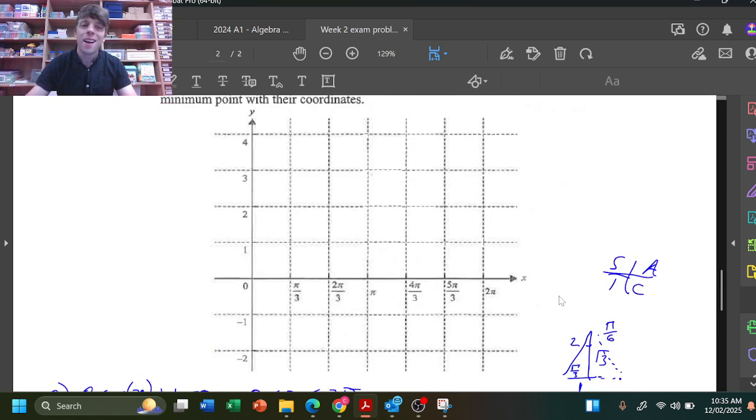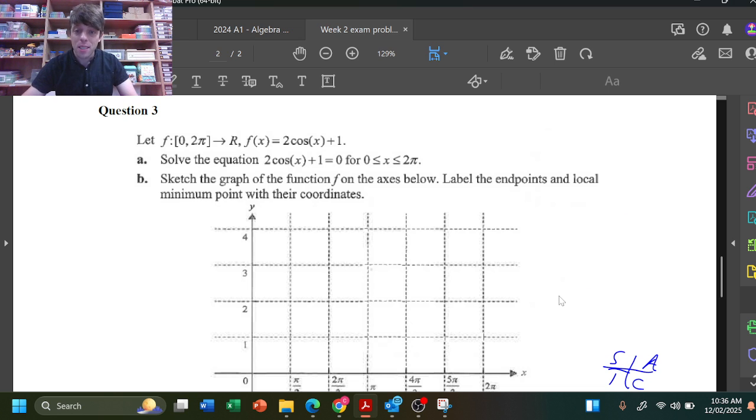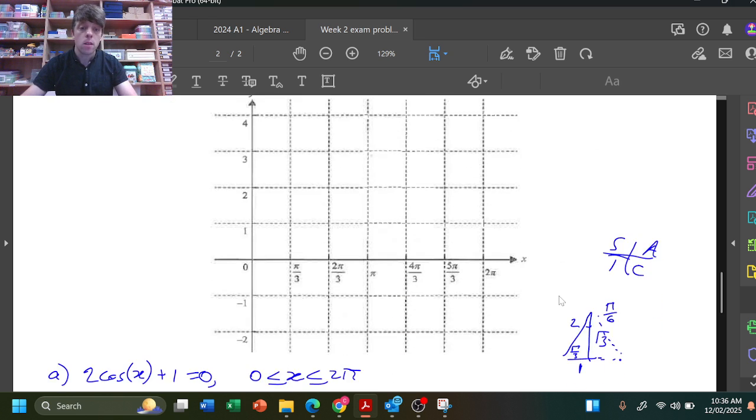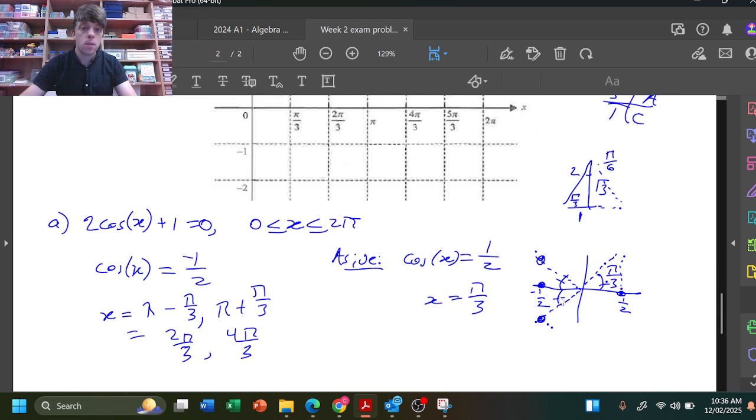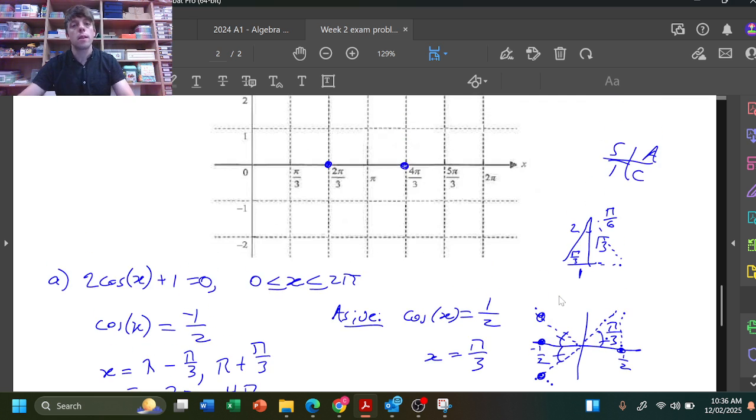Let's move on. So second part. So we need to sketch this. So first up, we've got our graph here. We want to sketch that function, this one here. So first up, let's use the fact that we have those two solutions. Now, what exactly are those two solutions? That's when y is equal to 0. Those are our x-intercepts. So we found now that our x-intercepts occur at 2 pi over 3 and 4 pi over 3. Those are our two x-intercepts.